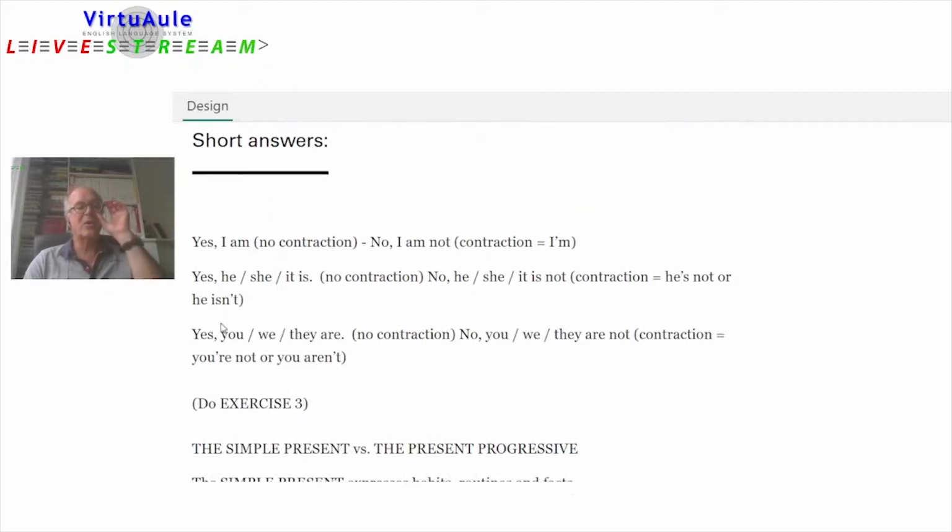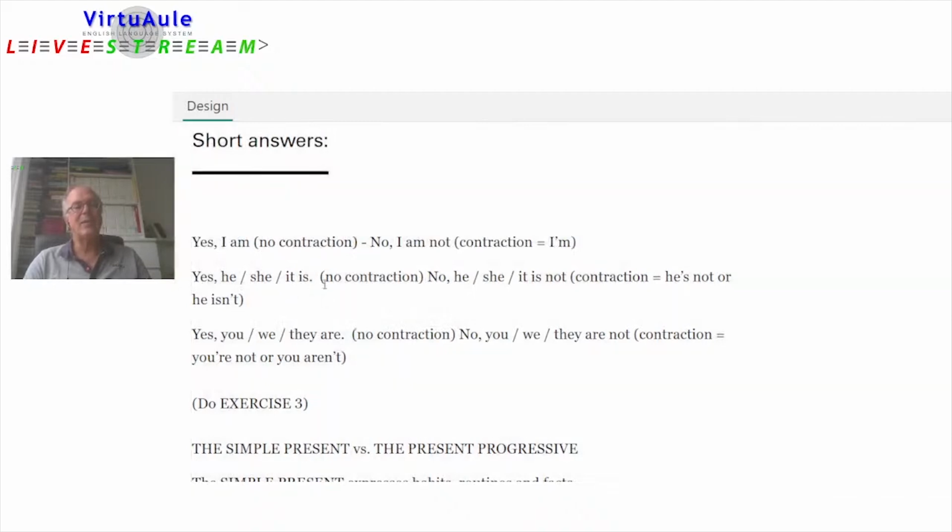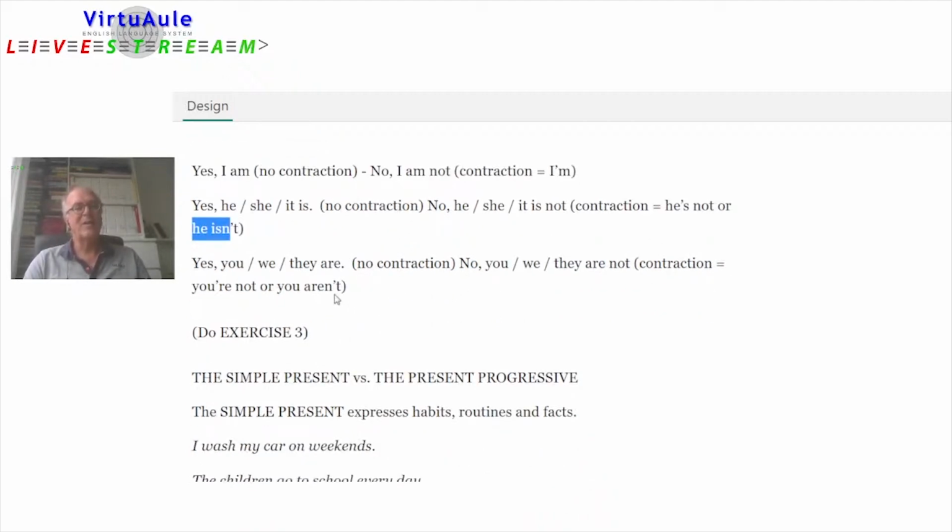Okay, let's look at the short answers. Yes, I am. No contraction. No, I am not. The contraction you can make with I'm. Yes, he is. Yes, she is. Yes, it is. No contraction. No, he, she, it is not. You can contract with he's not or he isn't. No, he isn't. No, he's not.